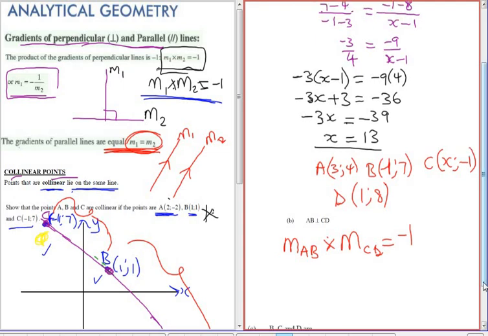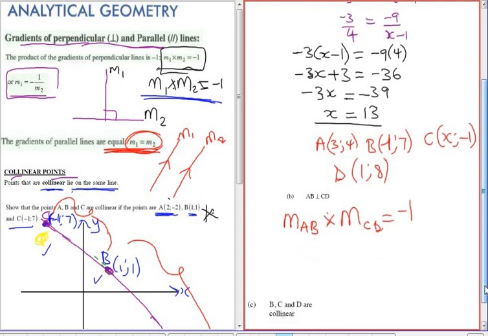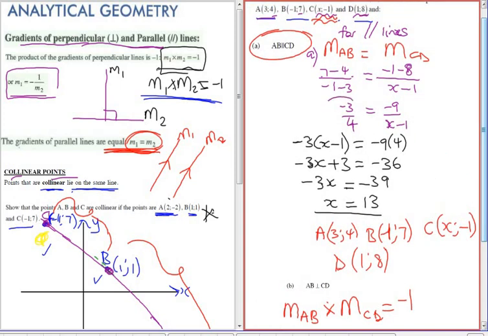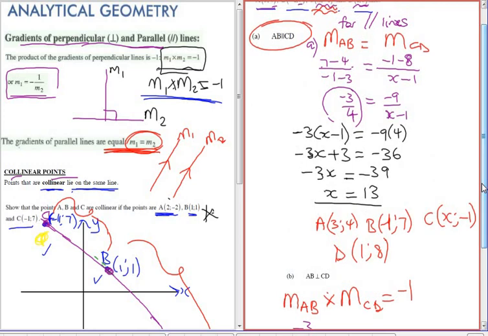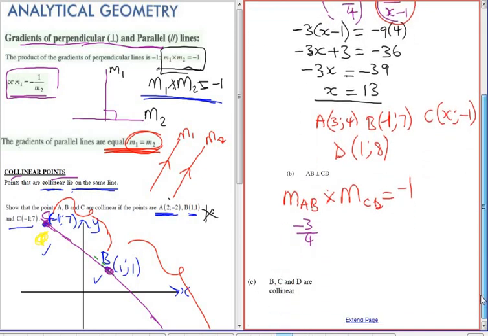So let's go ahead and show that this is true. We use what we know to calculate what we need. Did we calculate the gradient of AB before? No need to calculate it again. Notice we have it over here as the gradient of AB. We already know that it is negative 3/4. Okay? And the gradient of CD, did we also calculate that? Let me see. Oh, interesting. We also calculated the gradient of CD. Notice it is minus 9 over x minus 1. That is the gradient of CD. So let's put it here.